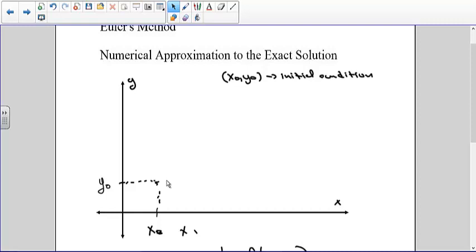And it's not exact because the slope changes between the original position and the new position. But if I make my delta x, my change in the x value, small enough, it's pretty close. It doesn't change that much. And so my solution is actually pretty decent. Okay, so let me demonstrate that here again.